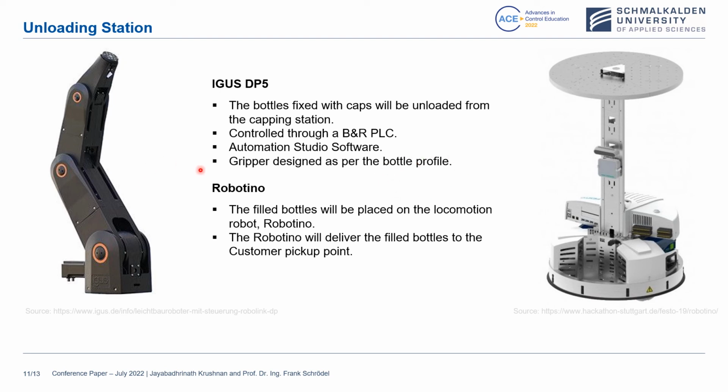The Igus robot, after picking up the bottle from the capping station, places it onto a movement robot called Robotino, which is used for the locomotion. The Robotino will deliver the bottles to the customer's pickup point. This marks the end of the production process.